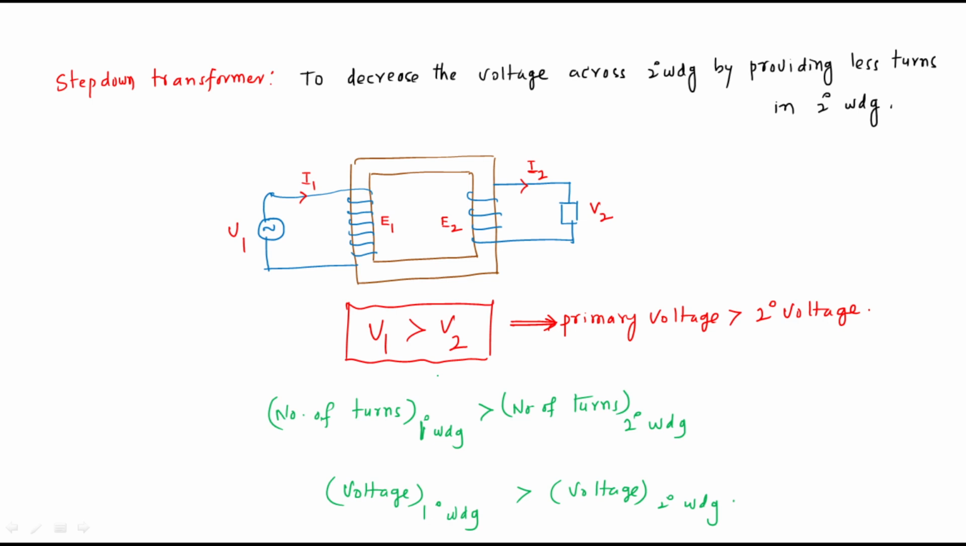What is step down transformer? Primary voltage is more than secondary voltage. That is step down transformer. That is, primary voltage is more than secondary voltage, meaning the number of turns available across primary should be more than the number of turns available in secondary winding. That is about step up transformer and step down transformer.